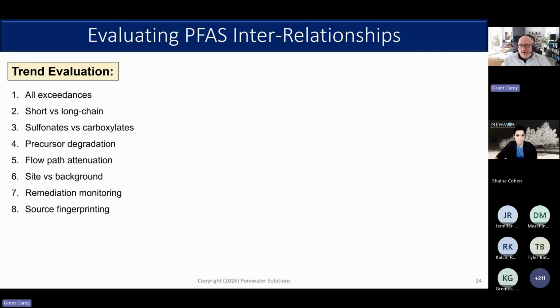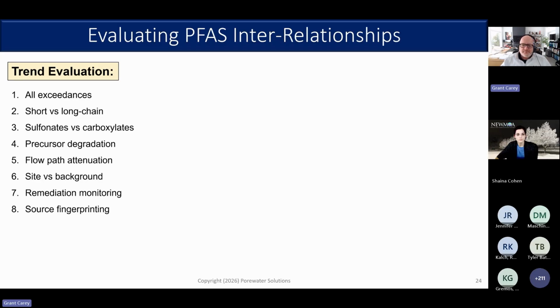But number 2 and 3 tell us what kind of AFFF products might have been used. They're used quite a bit in source forensics. Which sources are contributing predominantly to a commingled plume, for example. Precursor degradation, we need to look at the parent products, the precursors, and the daughter products on the same map. And we want to see how those ratios are changing along a flow path, for example. We might want to see, well, how are PFAS attenuating along a flow path? Some PFAS might attenuate at different rates. Or we might want to look at site versus background concentrations for a number of PFAS species on a single map.